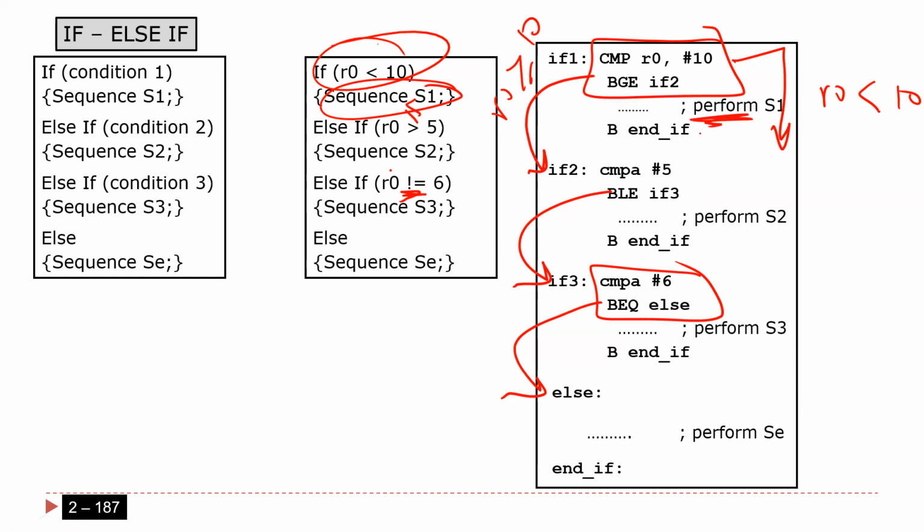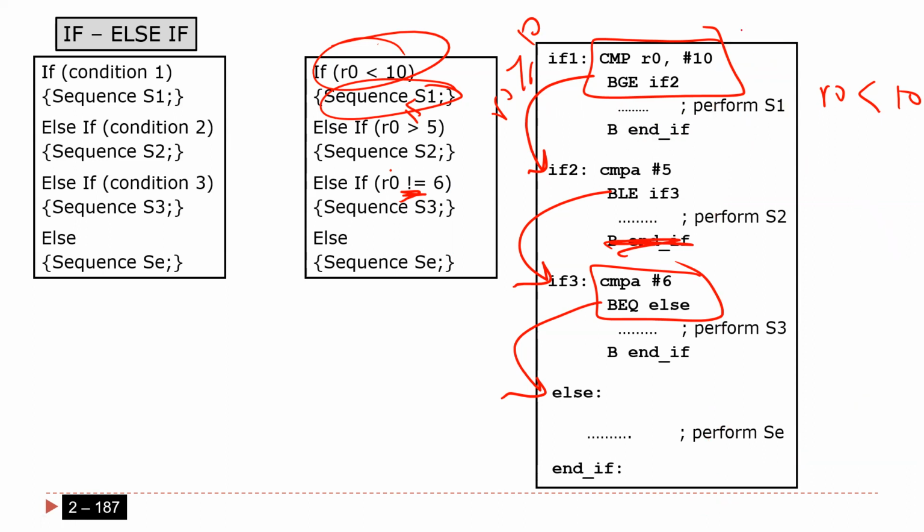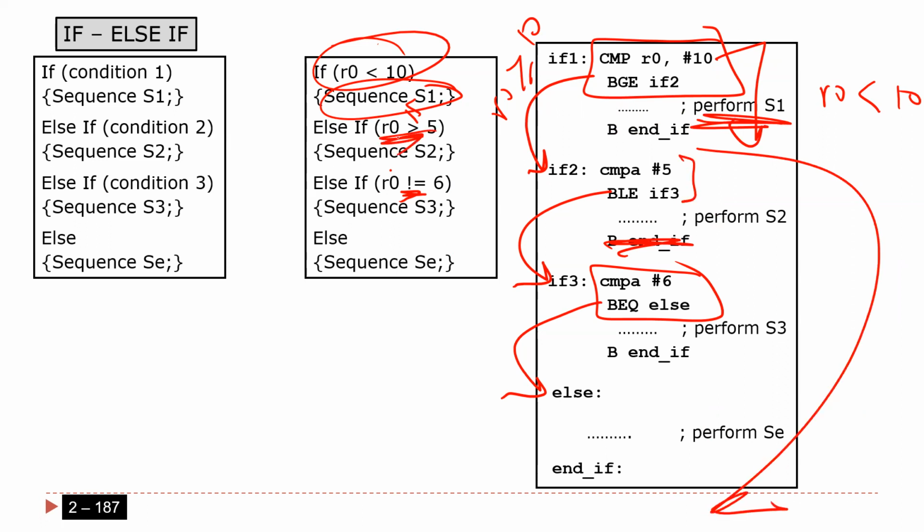Once I execute one body, I have to leave. If you forget this one, it's going to come this way and then execute all of them, no matter what. As long as one condition is true, you have to execute the body and then don't forget to go outside. If the second condition is true, I'm going to come here and then go outside, and so on. Any questions, guys?